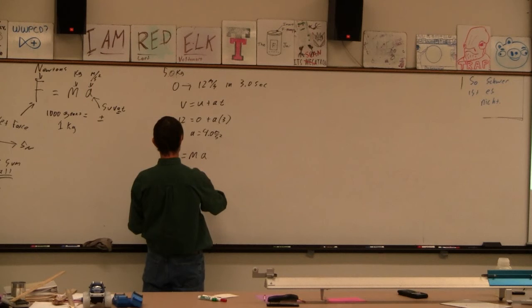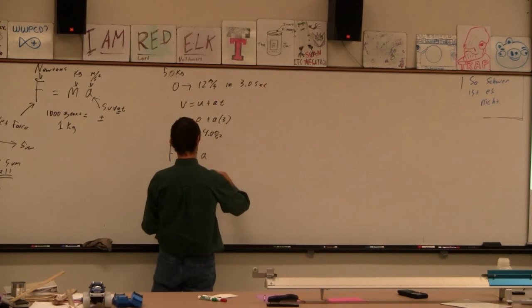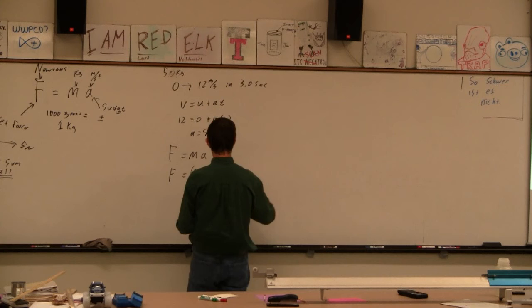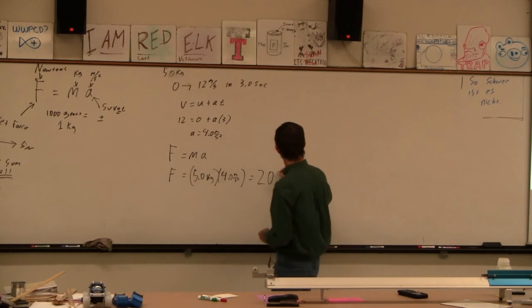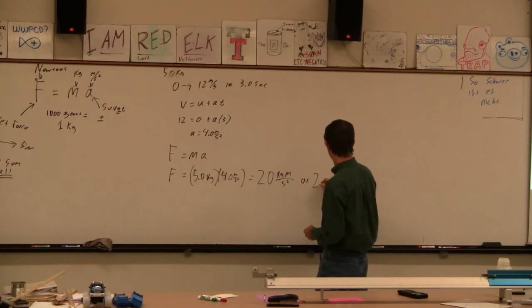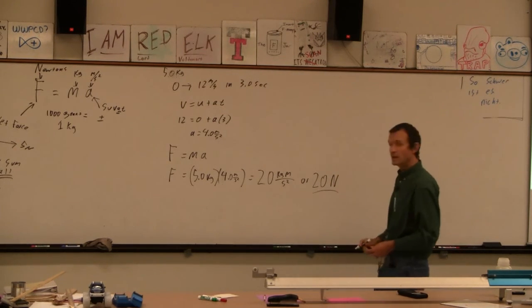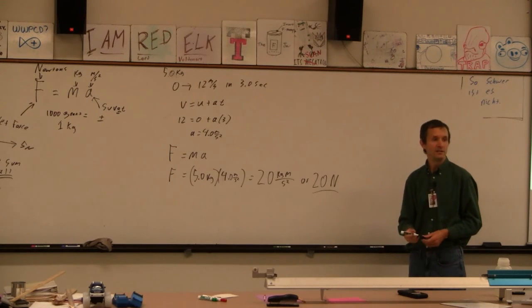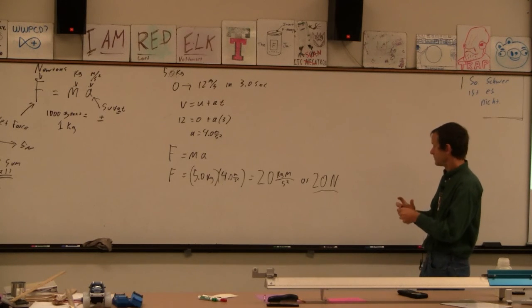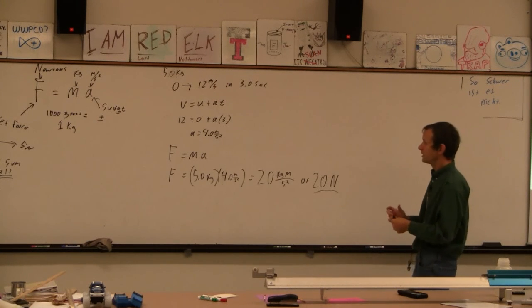So F equals 5 kilograms times 4.0, and that ends up being 20 kilogram meters per second squared, or 20 newtons. And it's capitalized. It's Newtons, like Sir Isaac Newton. So you've got to capitalize it because it's his name. You can get in trouble not capitalizing that name.